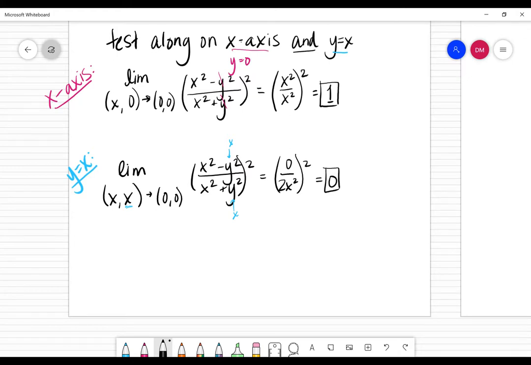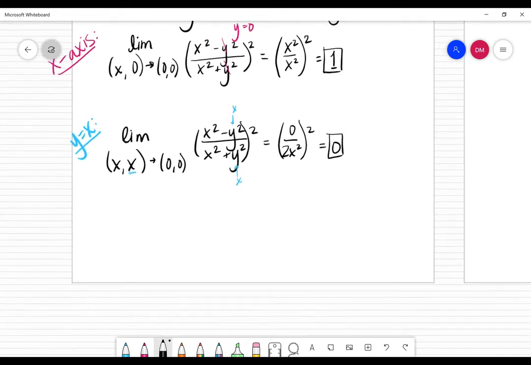And so what happens here is that because my limits do not match, my limit does not exist. The same rule applies as single variable calculus, that if I test two different limits and they don't match, the limit does not exist. So this would happen because we have some sort of a non-removable discontinuity.